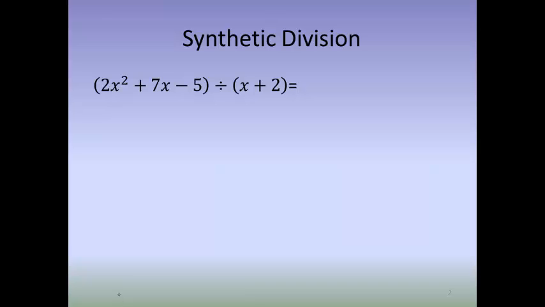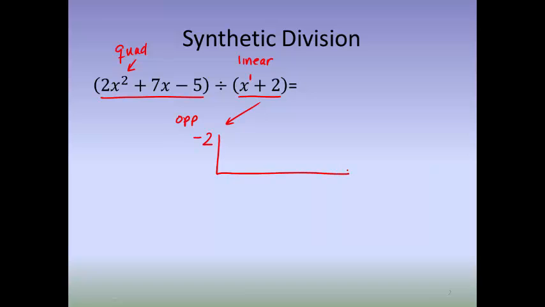So here we've got a trinomial that is of second degree, and we're dividing it by a monomial that is linear. So this is a quadratic being divided by a linear polynomial. When we use synthetic division, we're going to be using the opposite of the number that we are dividing by. So I'm dividing by x plus 2, so I will use a negative 2.